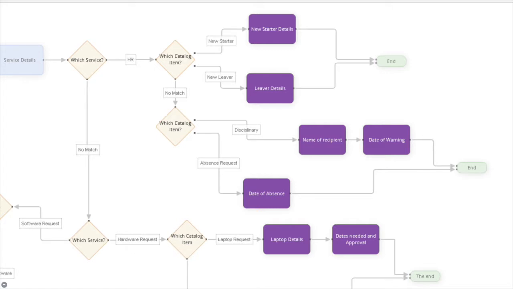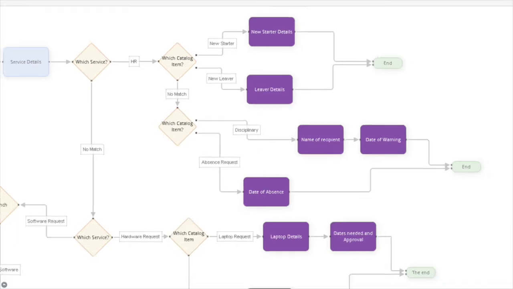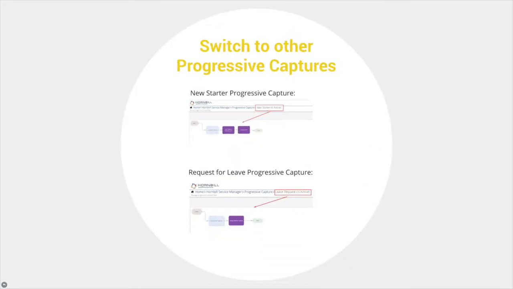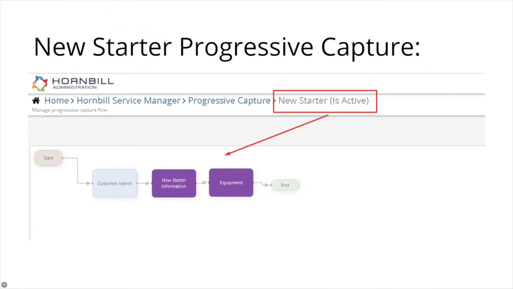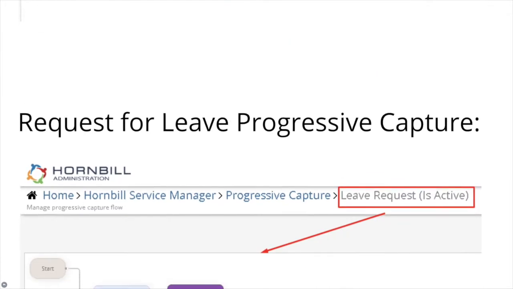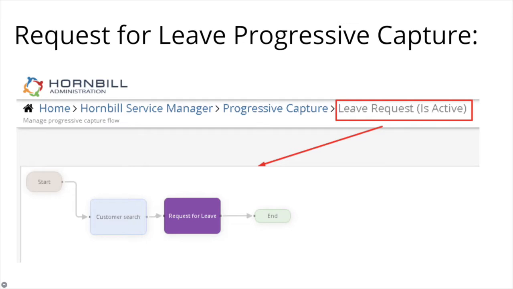So this is why you might want to split this out into different captures specific to the catalogue item, and in effect switch your progressive capture from the default to the specific at a point that you define based on what's already been selected. Here we've created two captures. One for the new starter requests, with specific questions related to that, and one for requests for leave, again with specific questions relating to that.